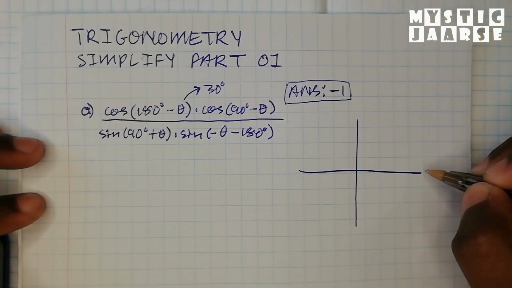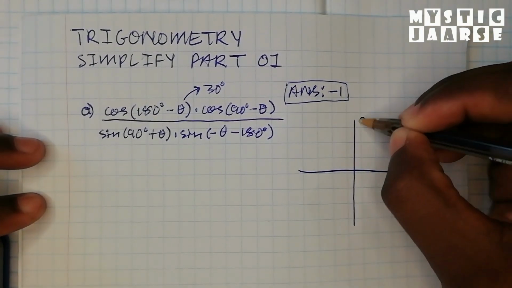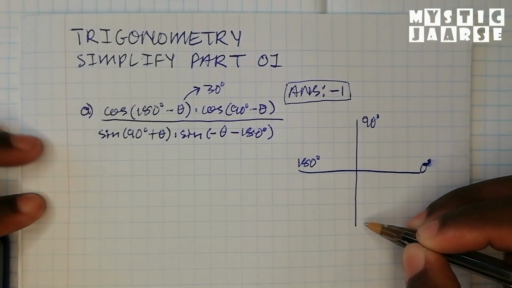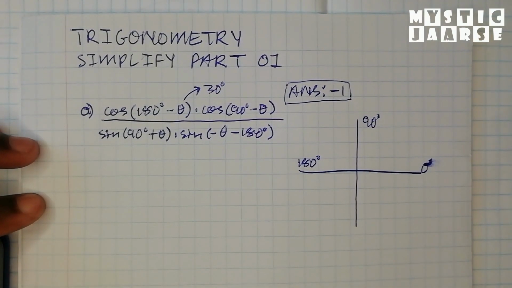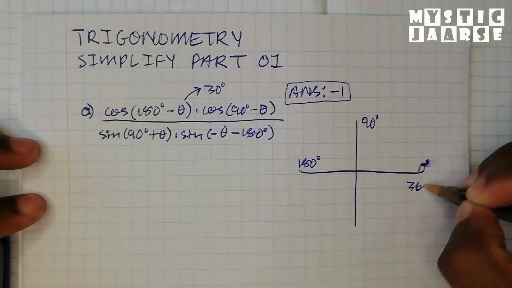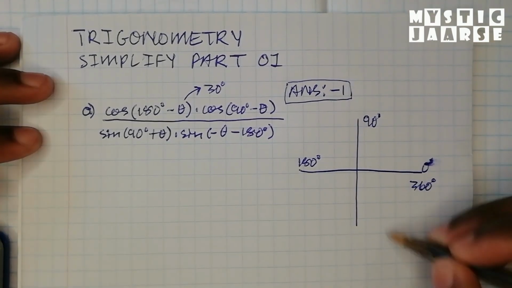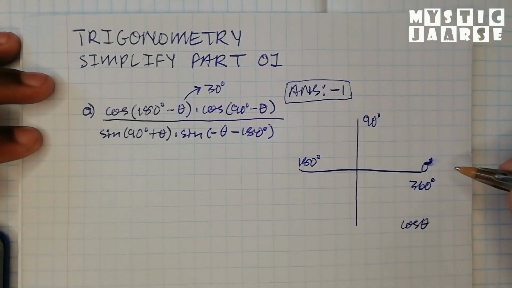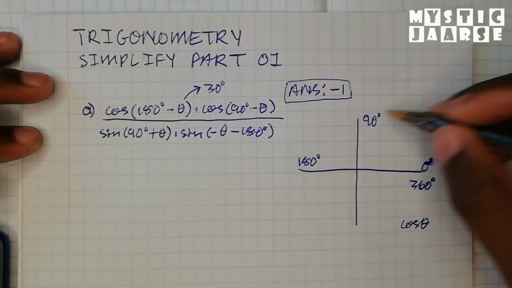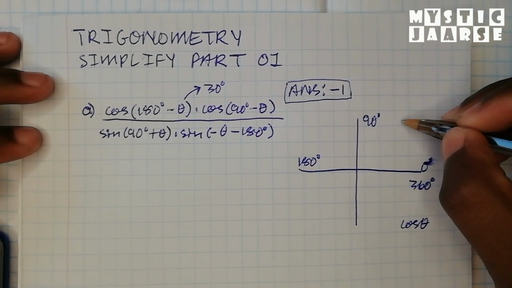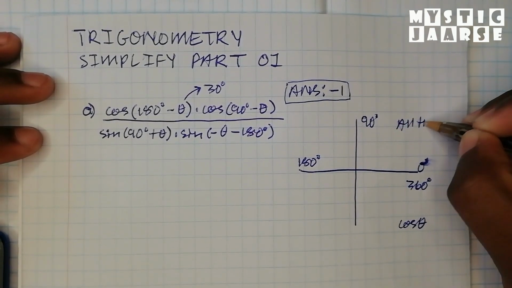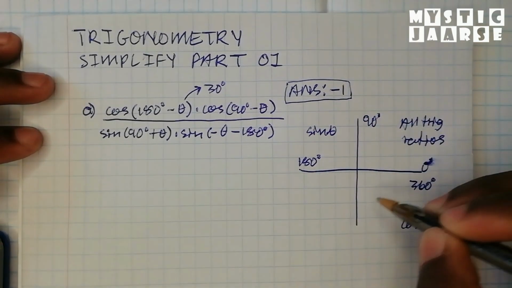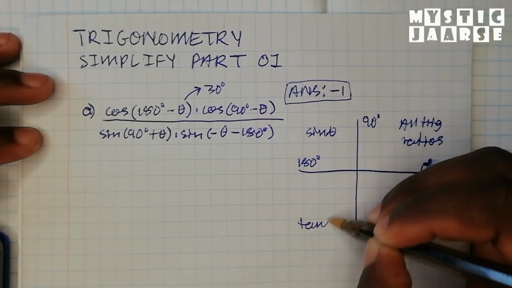We have 0 degrees, 90 degrees, 180 degrees, 270, but we don't use it in caps. And then we have 360 degrees. So in this quadrant, we have cos theta as a positive trig ratio. In the first quadrant, we have all trig ratios. The second quadrant, we have sine theta. The third quadrant, we have tan theta.